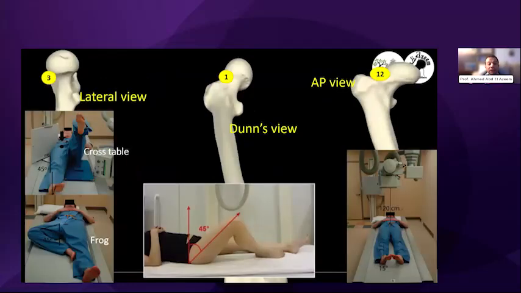To identify the anterior part of the cam, you use the lateral view, either a cross-table or a frog lateral view. But to identify the superior part of the cam, you look at the anteroposterior view of the hip, as well as Dunn's view, which is done in 45 degrees of flexion and 45 degrees of abduction to get the most posterior part of the superior part of the cam.